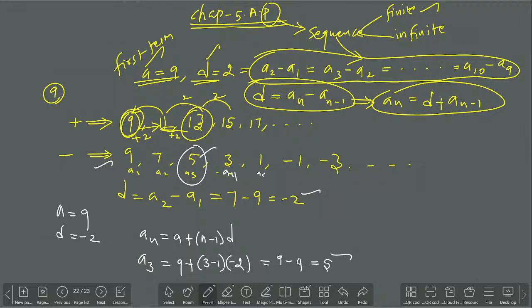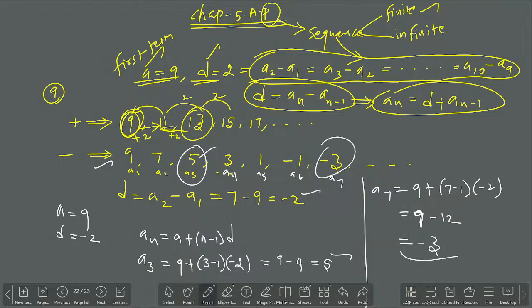If you want to find A7, you will be getting minus 3. You check once again. 9 plus 7 minus 1 into D value minus 2. 7 minus 1 is 6. 6 into minus 2 is minus 12. 9 minus 12 is minus 3. See, I am getting minus 3.